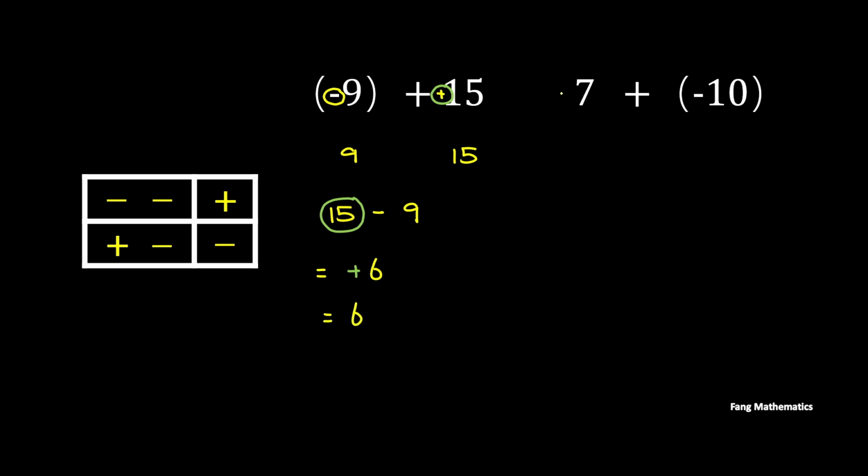The last question, you can see that there are different signs being added together. So we are to ignore the sign first. Plus 7, just 7, minus 10, so 10. We use the bigger number 10 minus 7, that should give you 3. And let's look at the sign of the bigger number, that is 10. This minus sign is attached to 10, so we attach the minus sign to your final solution. So your final answer should be minus 3.